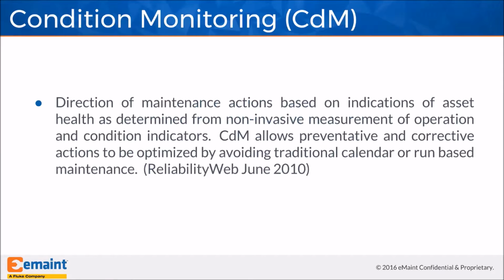Now, in the eMaint condition monitoring module, you can define sets of monitor points that will trigger actions, emails, and work orders when your readings are outside the norm for a specific asset. And the readings being, for example, temperature, vibration, current, etc.